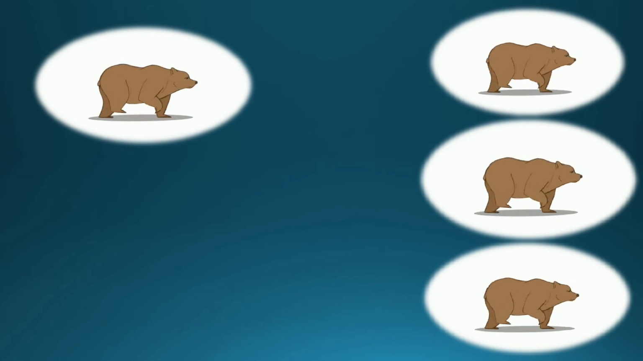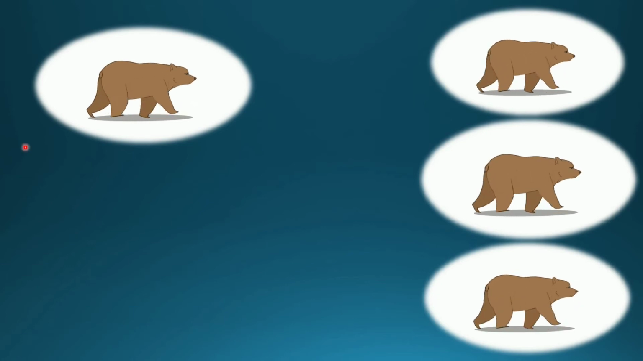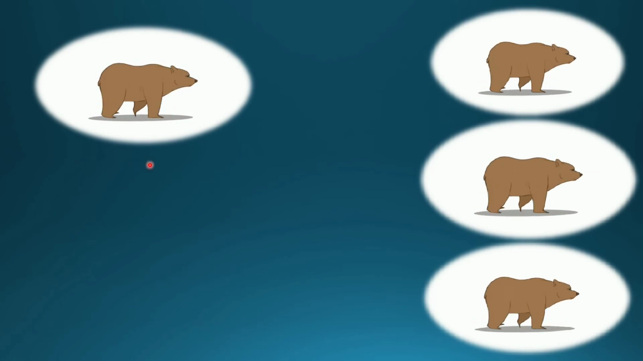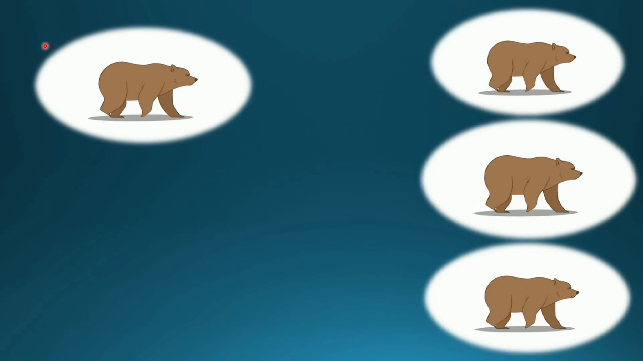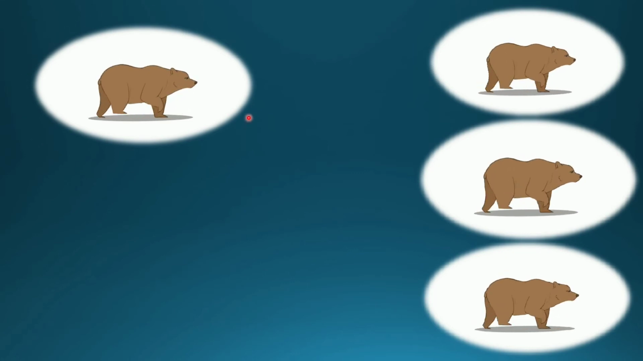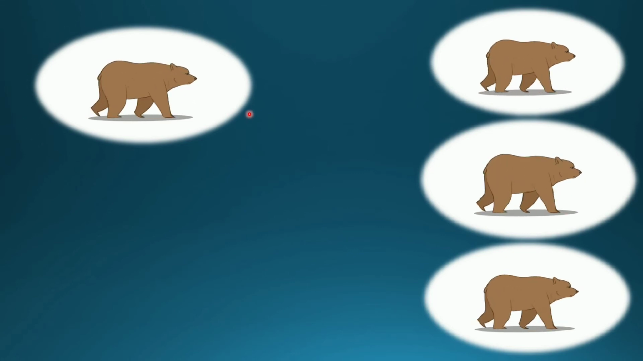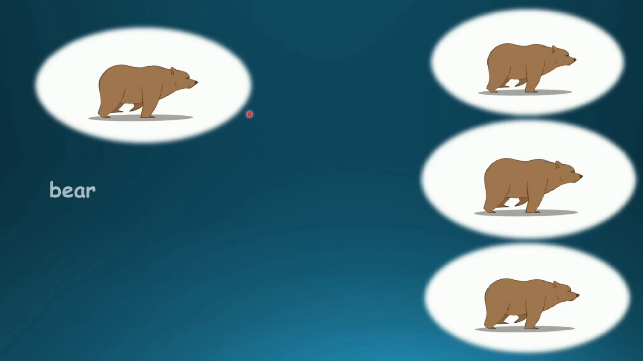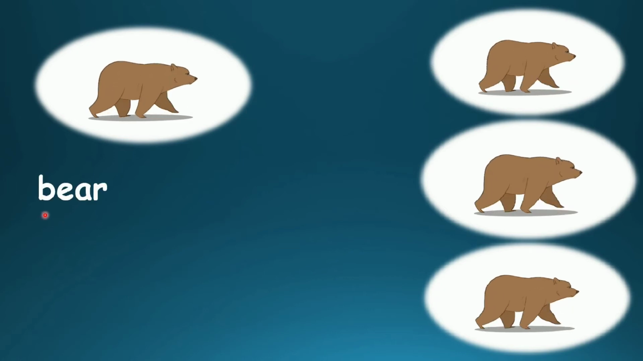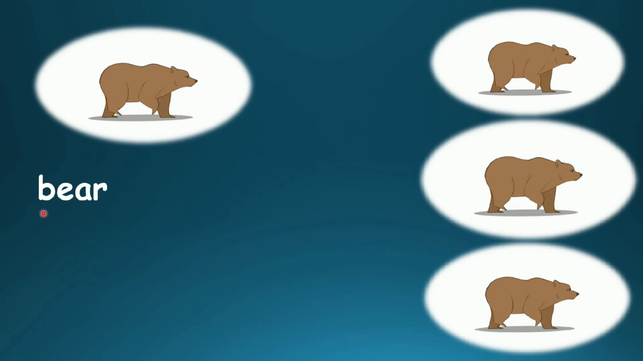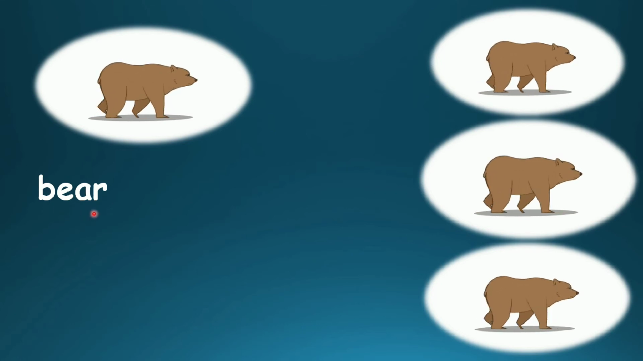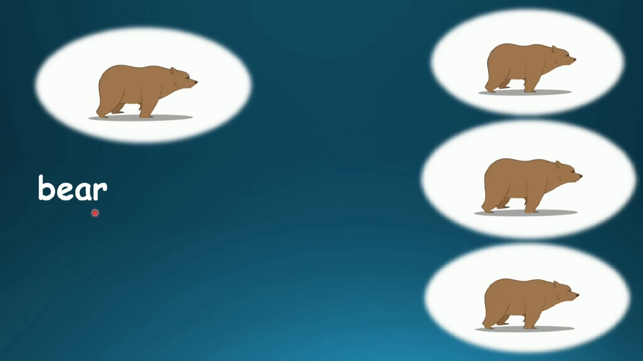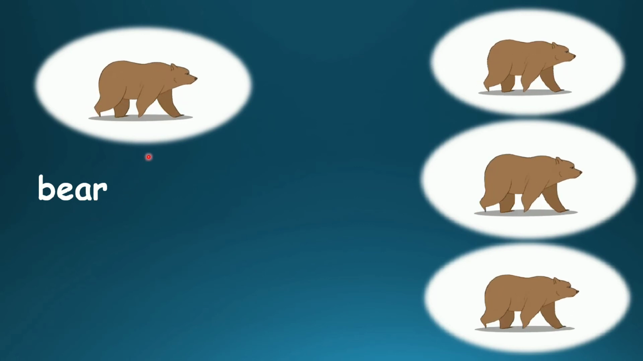And now we have this animal. How do we call this animal? We also looked at this animal in our last lesson. We were introduced to this animal. Well, we said this is a bear. So we say bear because this is one.